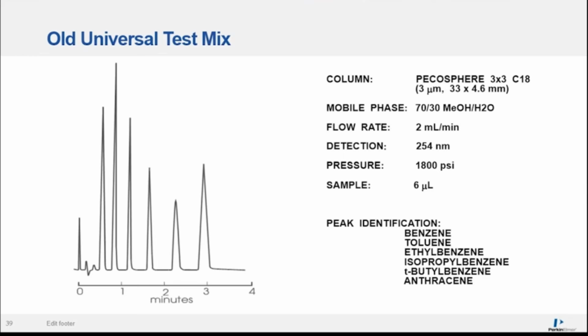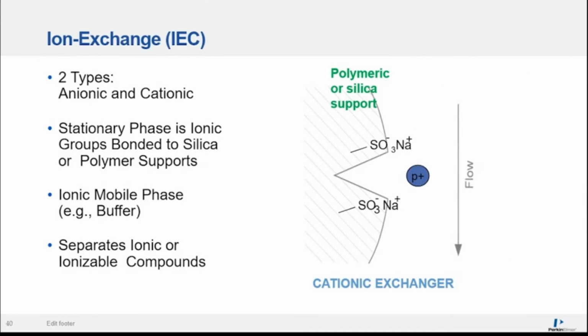Our third mode of chromatography is ion exchange. You can do anionic or cationic ion exchange. Are you separating positively charged or negatively charged compounds? Your column or your stationary phase could be a polymer or a silica support that has some kind of ionic charge group chemically bonded to it. You will be separating compounds based on charge or ionizability. So therefore, your mobile phase will be a buffer.